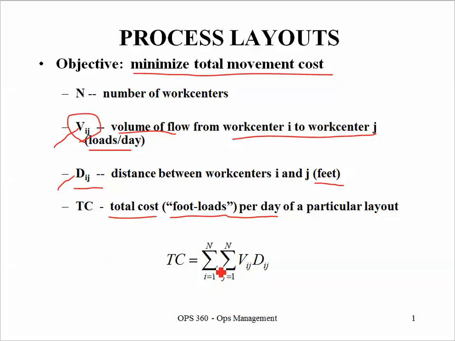So that's just for one pair of work centers, and that's what we have here on the right hand side of this equation inside the summation. The footloads per day for a single pair of work centers. What the double summation does is then just say, okay, add those footloads per day up across all possible pairs of work centers, and that gives us the total cost in terms of footloads per day of our layout. And we can compare one layout with another layout, and we'd obviously want to go with the layout that had the lowest number of footloads per day associated with it.